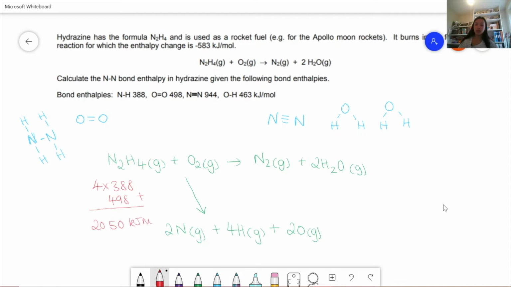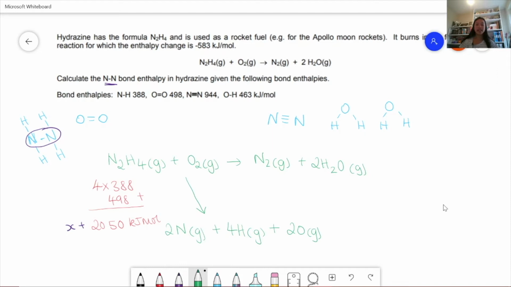But then we need to remember that we've still got this bond here, and this is what we're trying to find. This is the NN bond that we're trying to find. So we need to add an X onto here, and that's an unknown value.